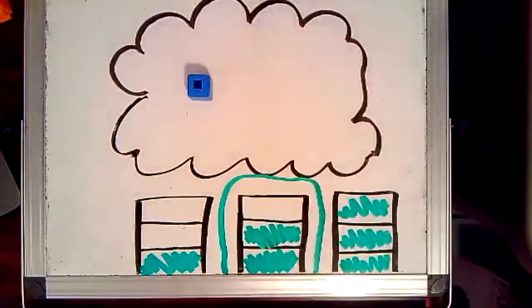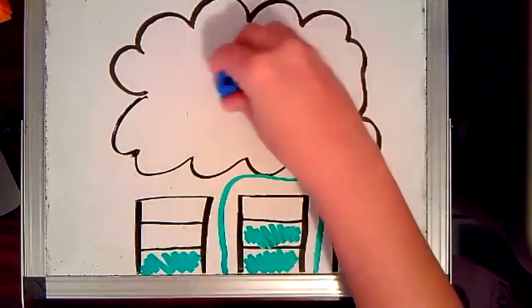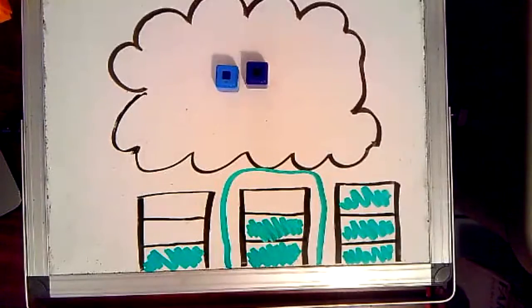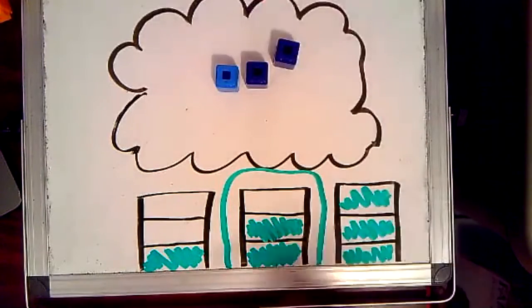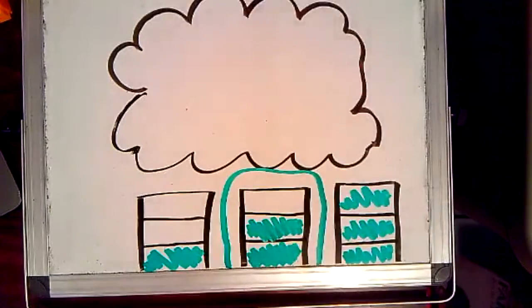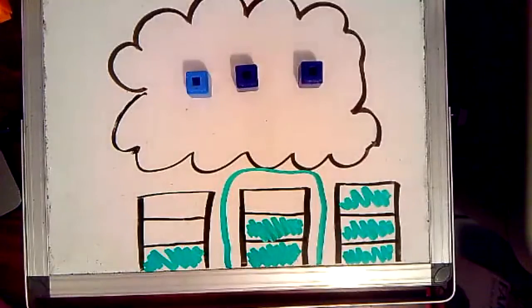So today we learned that 1 represents right here, our 1. We only have 1 there. 2, 1, 2. And then we have 3. 1, 2, 3. So let's count together. You ready? 1, 2, 3. Awesome job. You did an awesome job today of counting your objects.